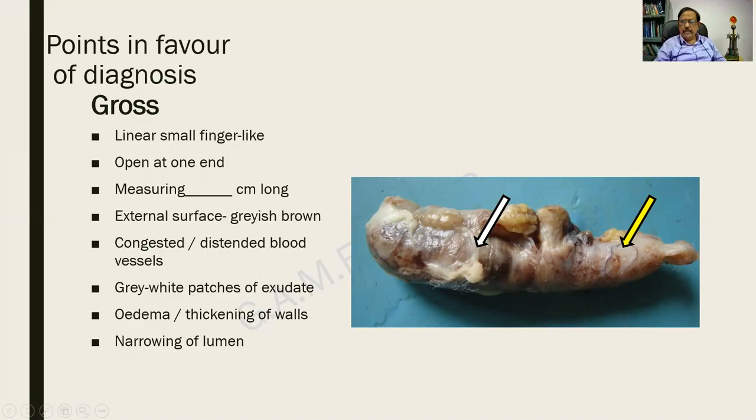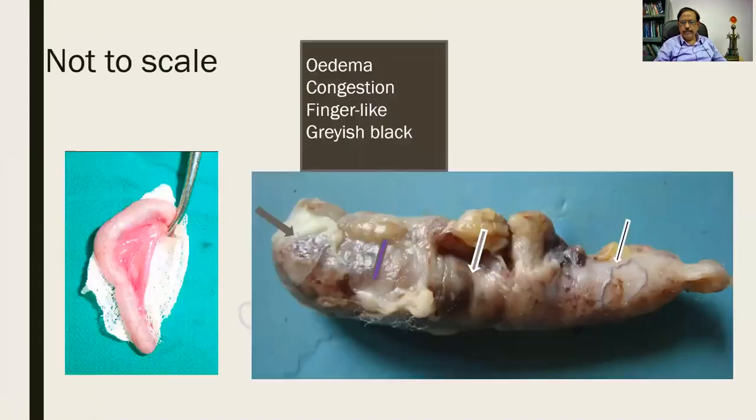So when you want to describe a specimen, you are supposed to describe it like this. It is a linear, small, finger-like specimen, open at one end, measuring so many centimeters long. The external surface is grayish brown. It is congested with distended blood vessels. There are gray-white patches of exudate. There is edema and thickening of the walls, and there is narrowing of the lumen. Compare it with the normal appendix, this is somewhere huge. And all the features that we had mentioned are seen over here.